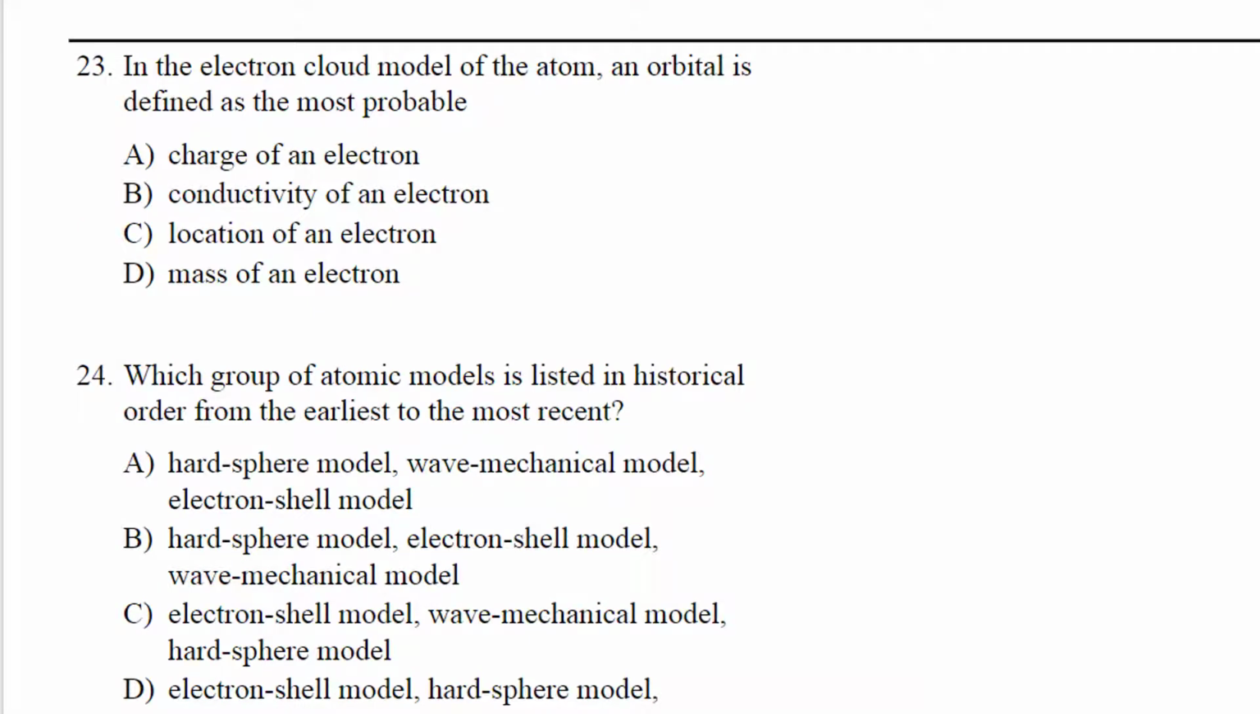Question 23. In the electron cloud model of the atom, an orbital is defined as the most probable A, charge of an electron, B, conductivity of an electron, C, location of an electron, or D, mass of an electron. So once again, they are asking about orbitals, and it says the orbital is defined as what?